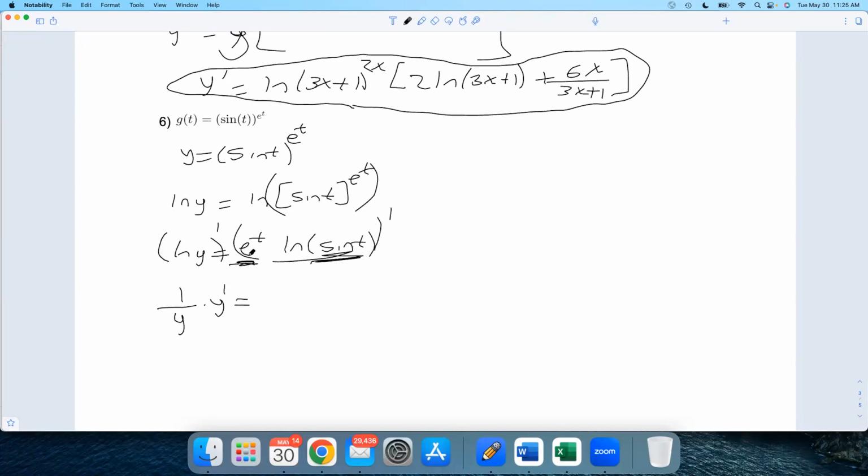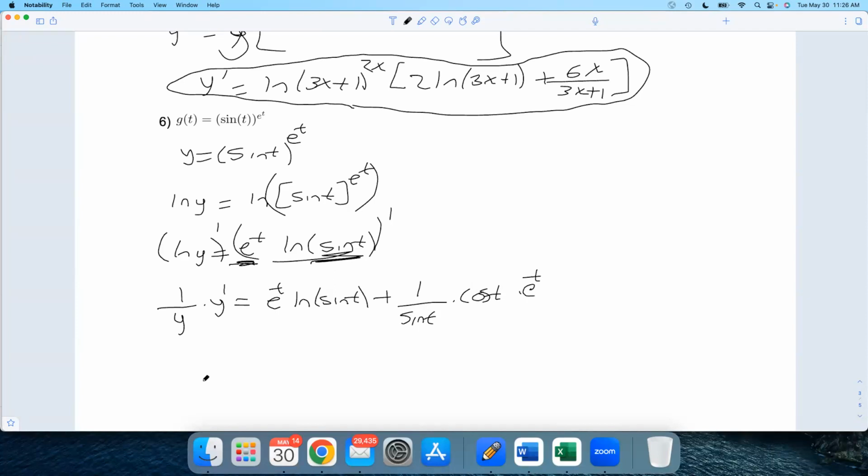Over here, I've got a product. Derivative of e to the t is just e to the t times, leave the second one alone, plus. Now derivative of the second. The derivative, I'm so sick of saying the word derivative, but I'm going to say it a lot. Derivative of natural log of anything is 1 over that thing times the derivative of whatever's inside. Derivative of sine of t is cosine of t times, leave the first alone.